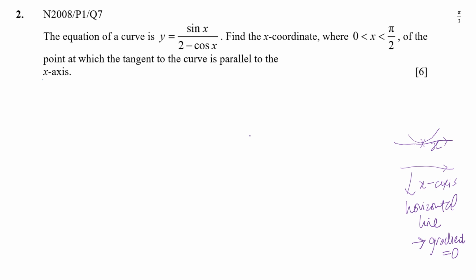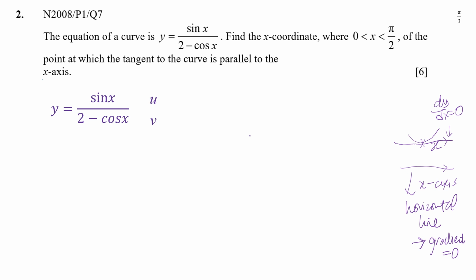Okay, and if this particular tangent line is parallel to your x-axis, it has the same gradient, which means this tangent line also has gradient equal to 0, which is dy/dx equals 0. So we first have to find dy/dx. We need to differentiate your curve. You can just let the numerator be u and the denominator be v.